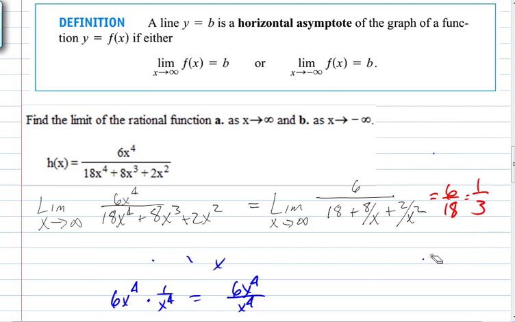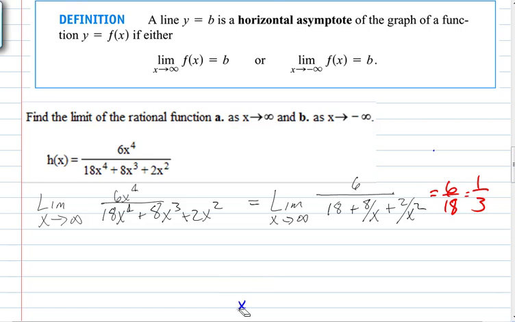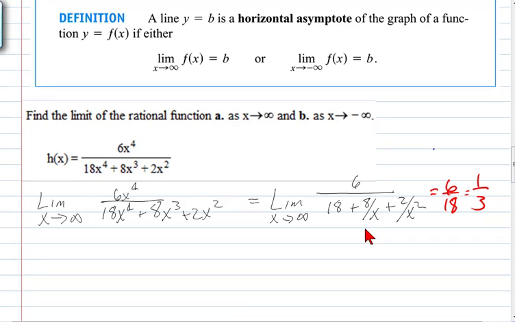How did you cancel out the 8 over x plus 2 over x squared? As x goes off to infinity, this term is going to 0 and this term is going to 0. Remember, if we have an x in the denominator, the limit as x goes to infinity of 1 over x is 0. So these terms go to 0. The limit as x goes to plus or minus infinity of 1 over x is 0. Okay.